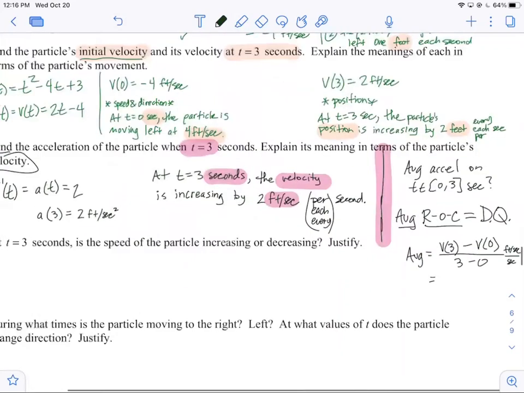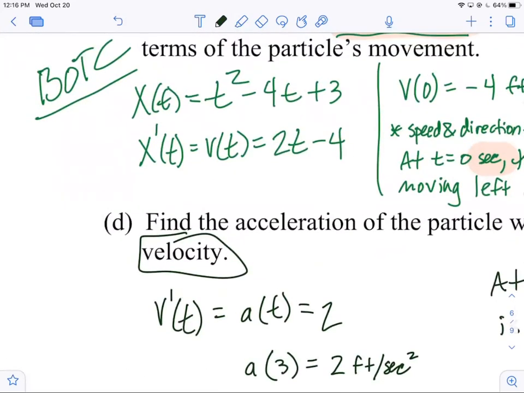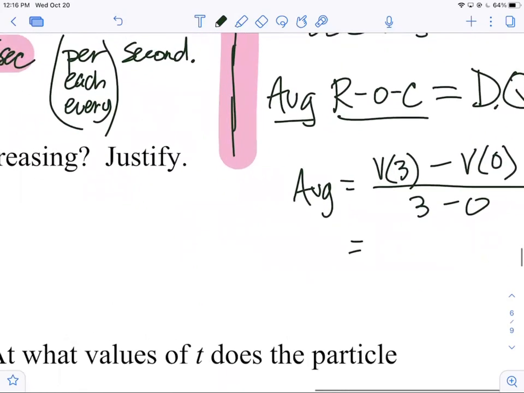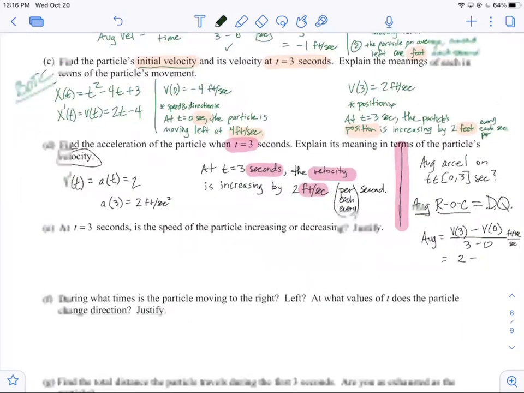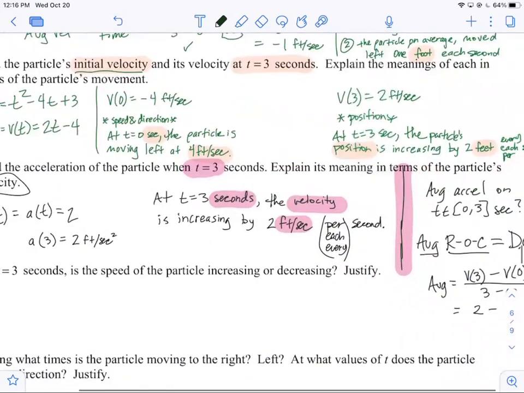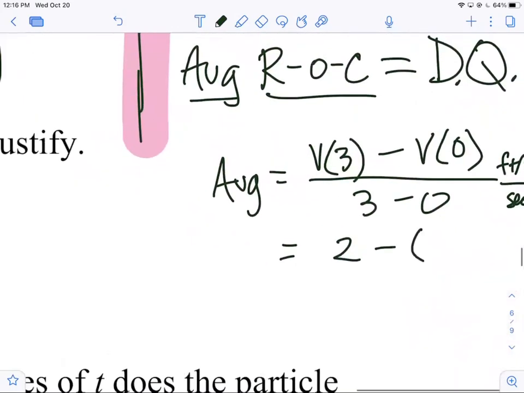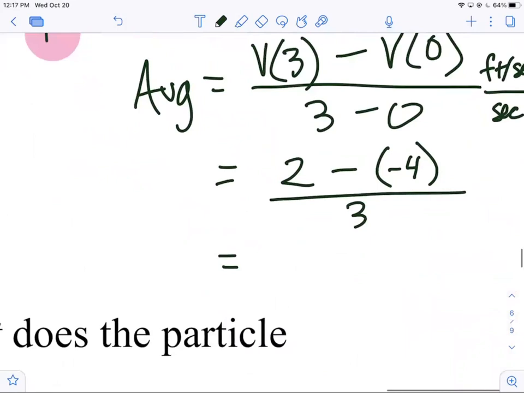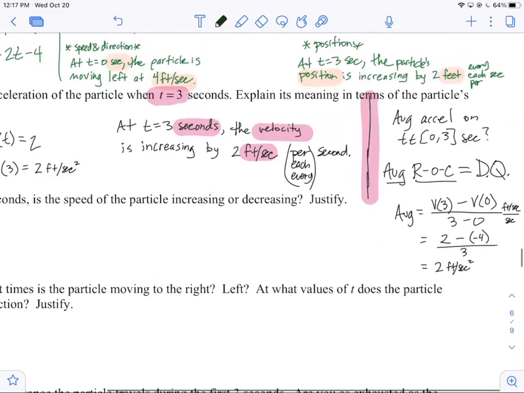All right, let's see what we get. V of 3, all right? Good thing I have my velocity equation now, right? V of 3 is what? 3 times 2 is 6. 6 minus 4 is 2. So that's 2 minus V of 0. We plug in a 0 into the velocity and we get -4. So minus -4, and then all over 3. And you could stop there on a free response if you put units. So what do we get? 4 plus 2 is 6. 6 divided by 3. 2 feet per second squared.